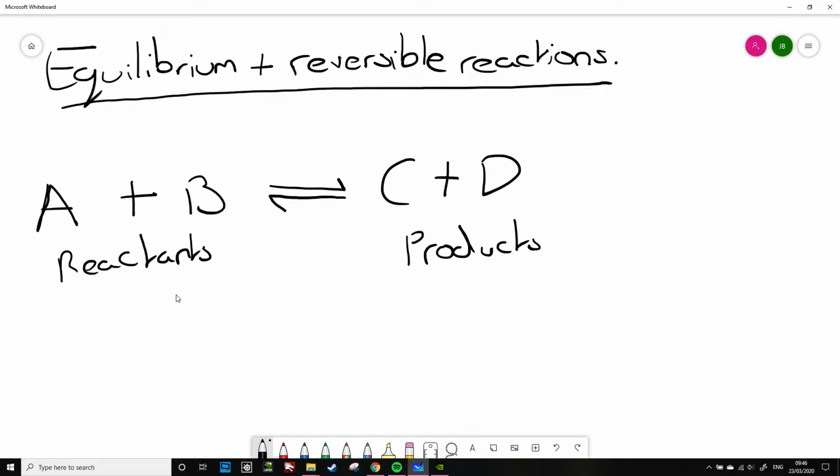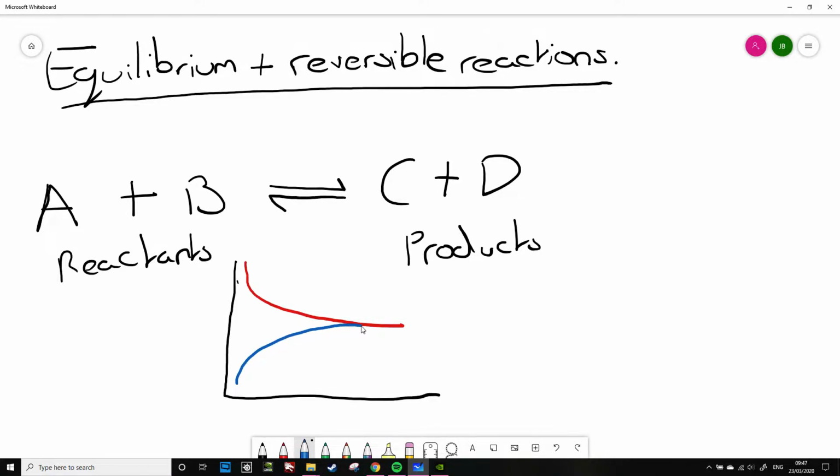Now as the reaction goes along, our reactants decrease and our products increase, and this is expected, and we might end up seeing a graph that looks a bit like as follows. Our reactants start up high and then tail off, and our products start up low and tail off. And we notice that it is this point here, this is where we reach equilibrium.